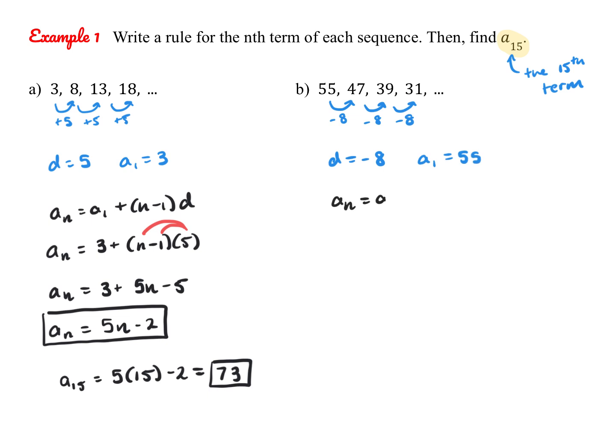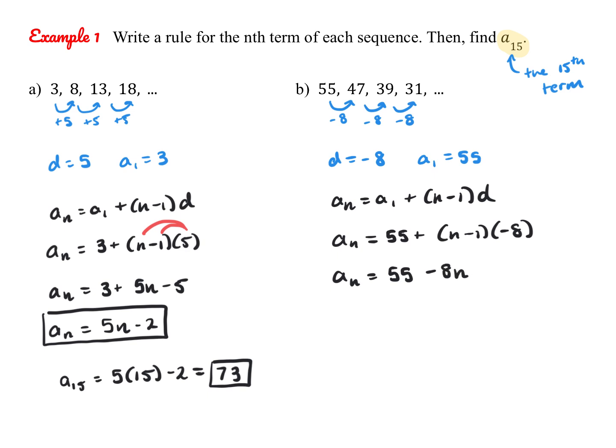So again, I'm always going to start by writing the formula, and then I'm going to substitute for a sub 1 and for d, and then we can distribute. So it's actually going to be minus 8n plus 8. So we have negative 8n plus 63.